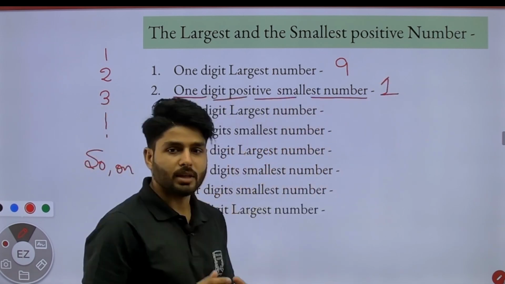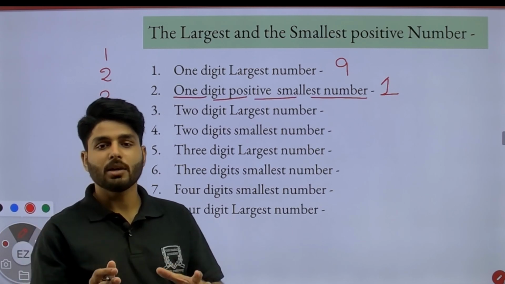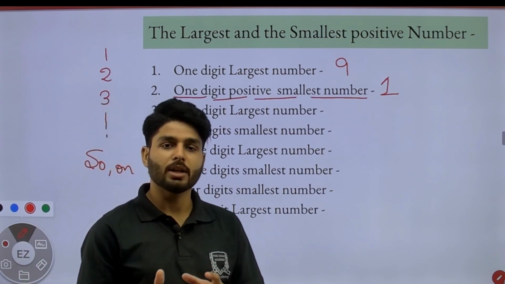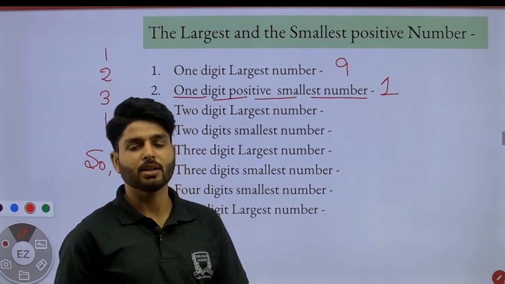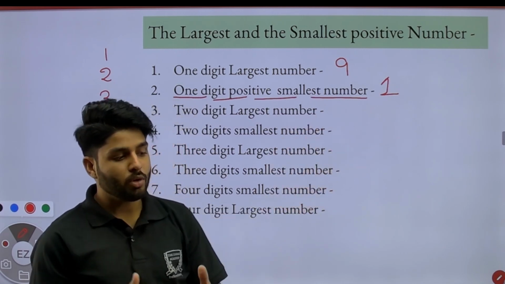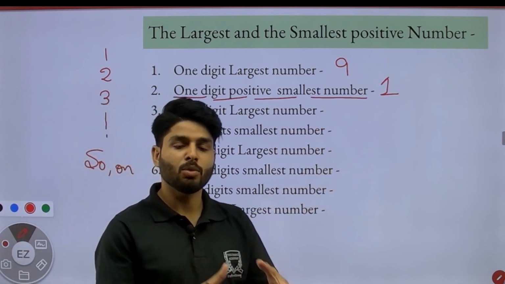Then we have the one digit positive smallest number, that is 1. अब you all may think कि 0 is the smallest number, but 1 है, जो 0 है वो ना तो पॉजिटिव है और ना ही नेगेटिव है, सो हम उसे कंसिडर नहीं करते हैं. तो we start from 1. तो अगर हम बात करें one digit smallest की, that is 1.